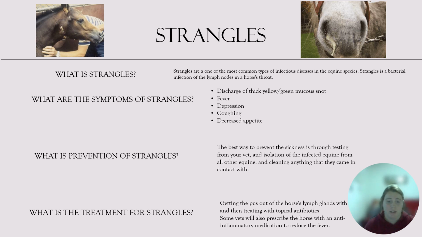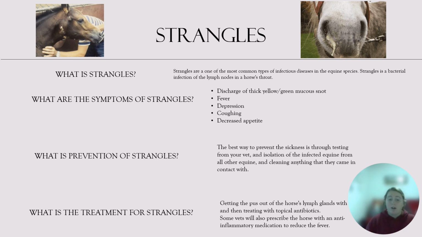So what is the prevention of strangles? The best way to prevent the sickness is through testing from the vet and isolation of the affected equine. So you want to take that horse and take it away from all of the other horses that are around it. It is a very contagious disease, and so you don't want to spread it. You isolate the horse and clean everything that horse has touched. You do not go see that horse and then go see another horse. You change your clothes, you wash your hands. It's very, very, very contagious.